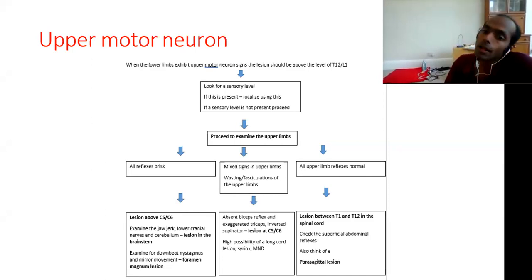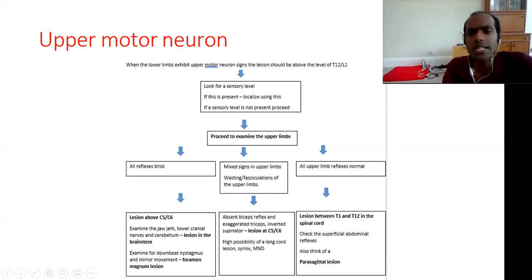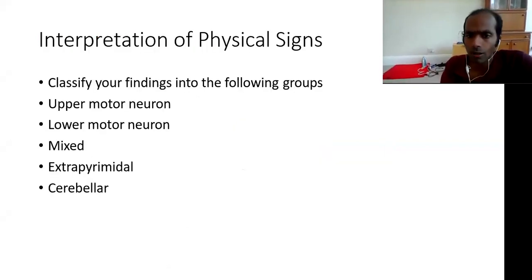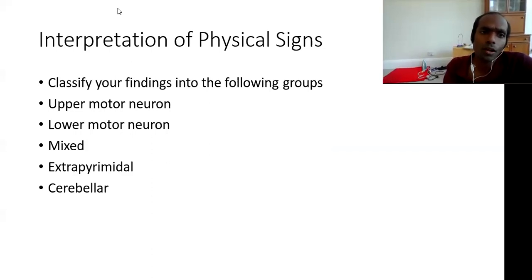Then finally, all the upper limb reflexes are normal. Then you know the lesion has to be between T1 and L1 in the cord. There is a way of differentiating that further, which we will learn later; now is not the time to learn that. That is basically it. So, upper limb, lower limb, physical sign interpretation.